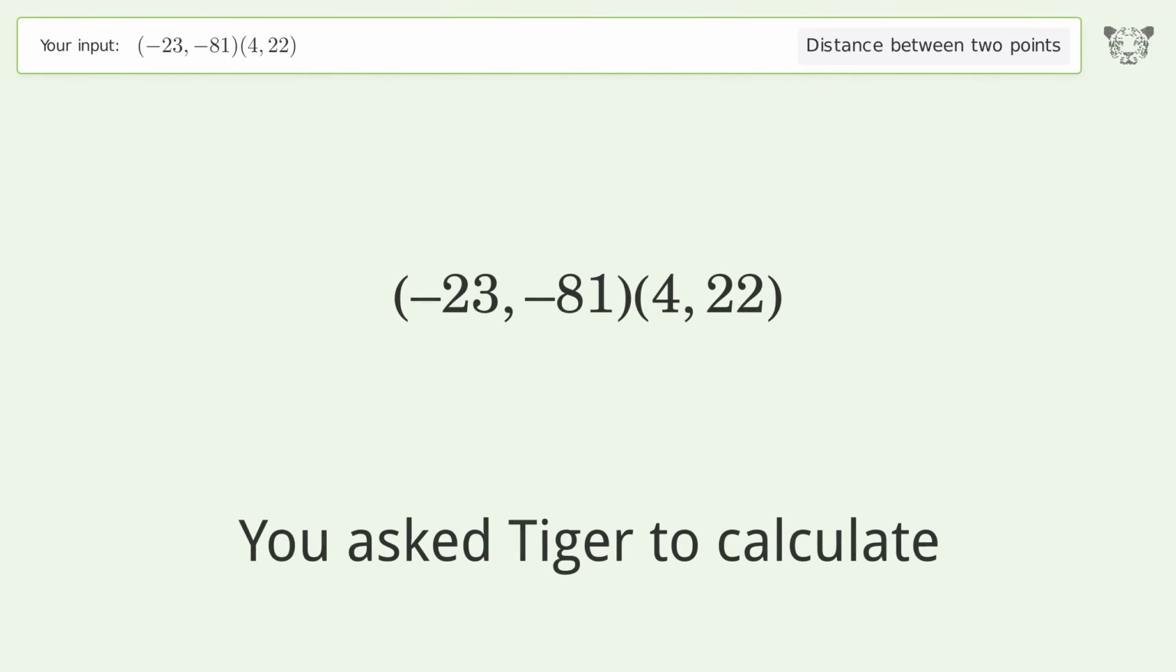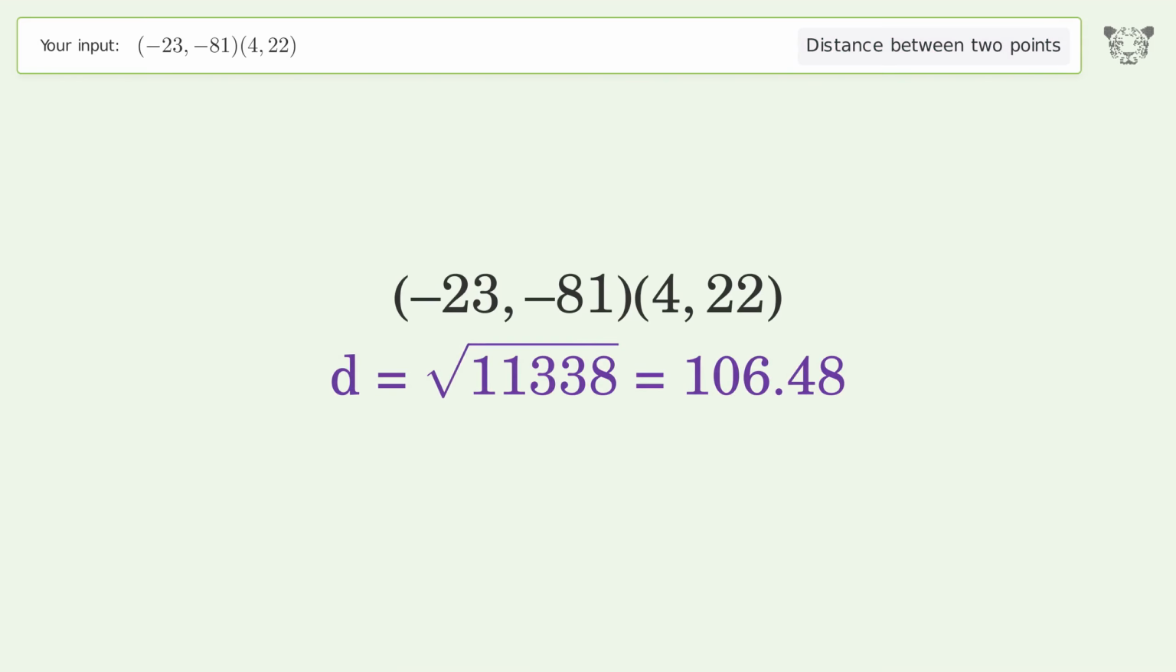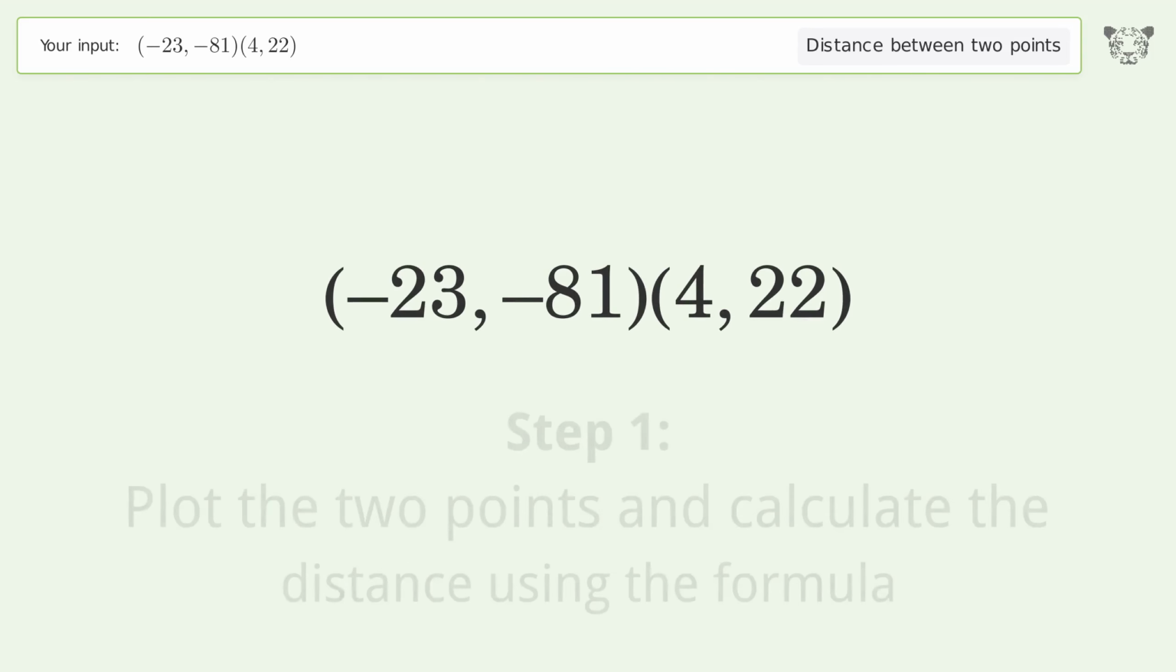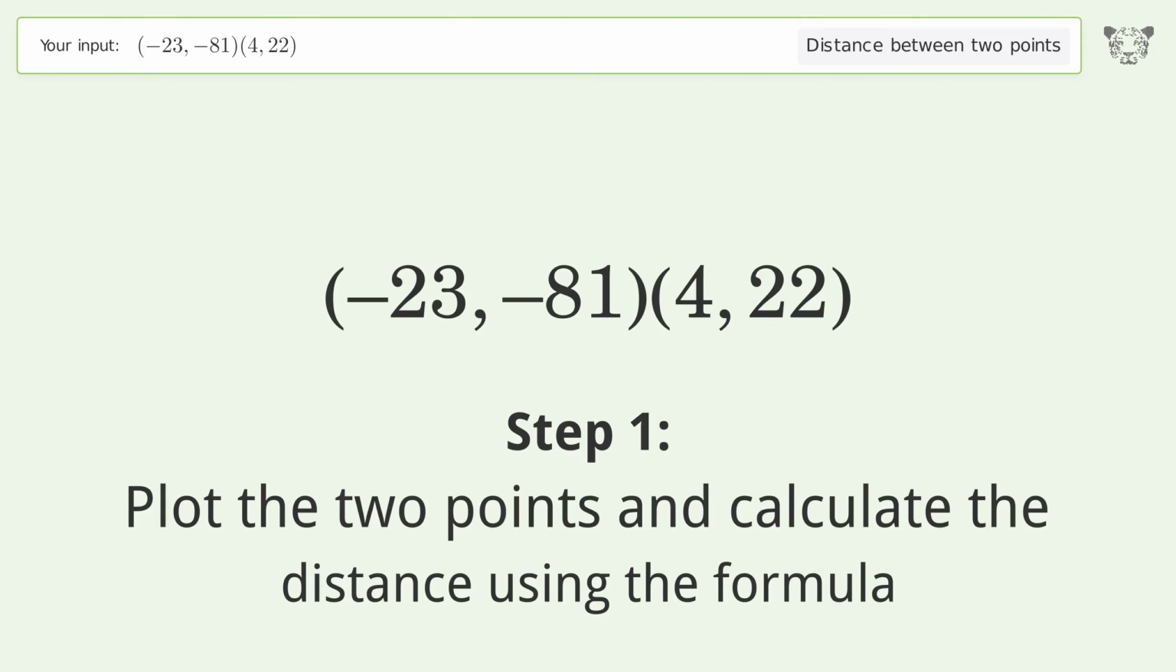You ask Tiger to calculate. This deals with the distance between 2 points. The distance between the 2 points is the square root of 11,338, or 106.48. Let's solve it step by step. Plot the 2 points and calculate the distance using the formula.